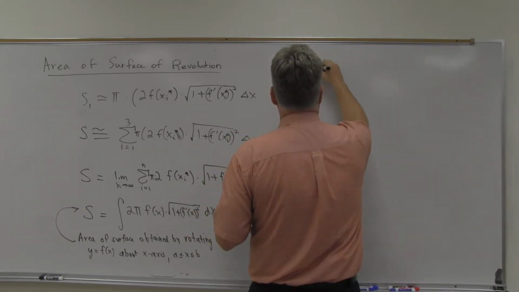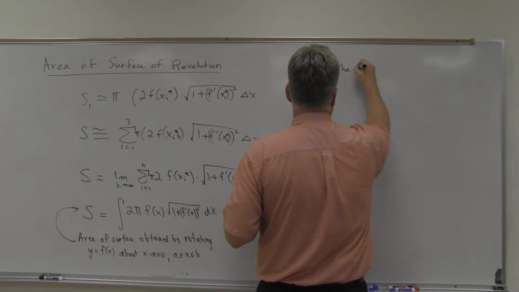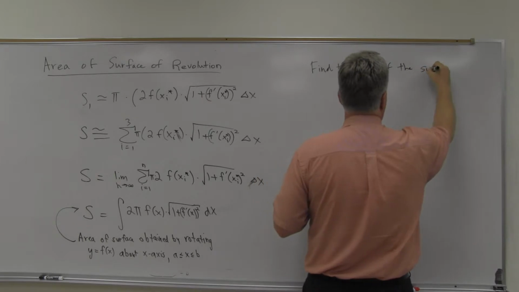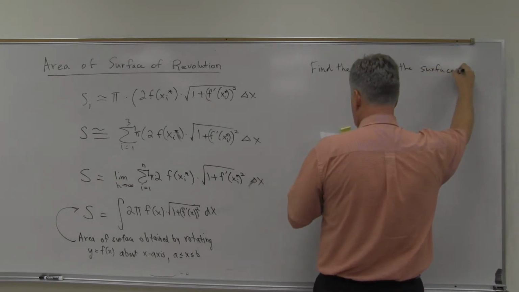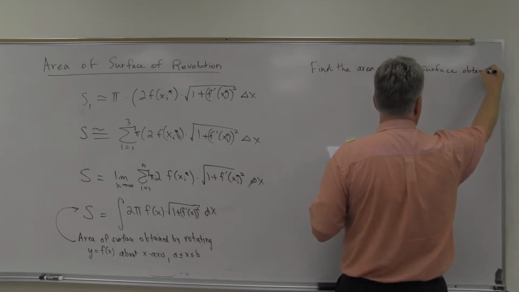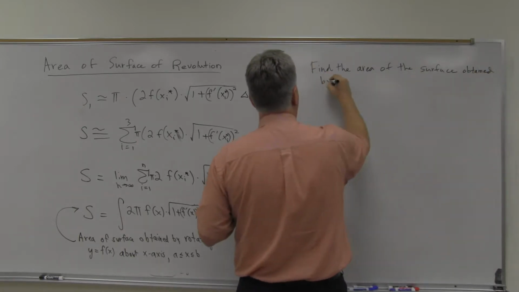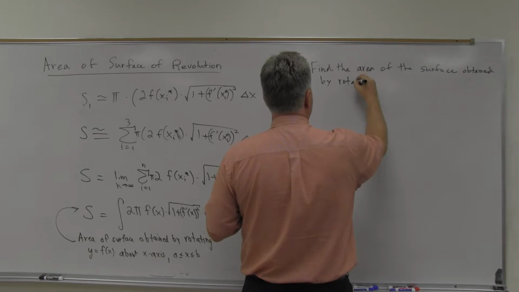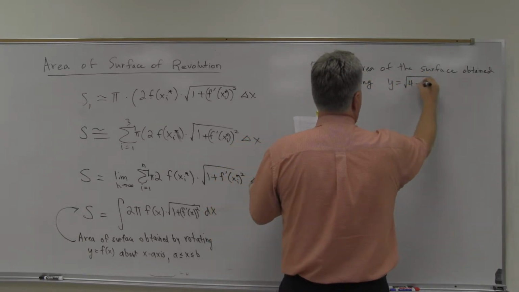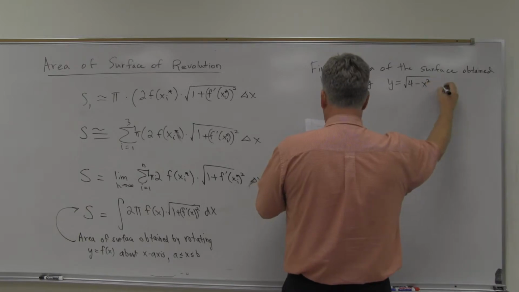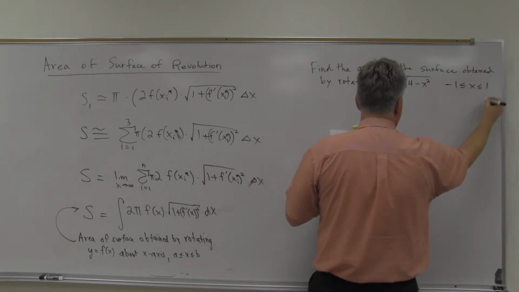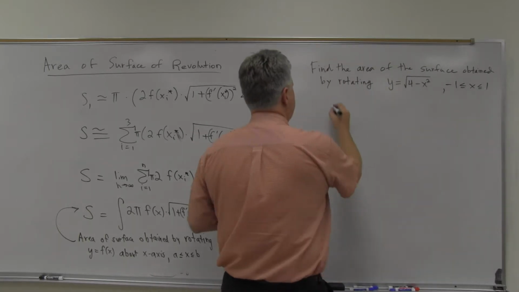All right, so find the area of the surface obtained by rotating y equals the square root of 4 minus x squared, from -1 to 1, about the x-axis.